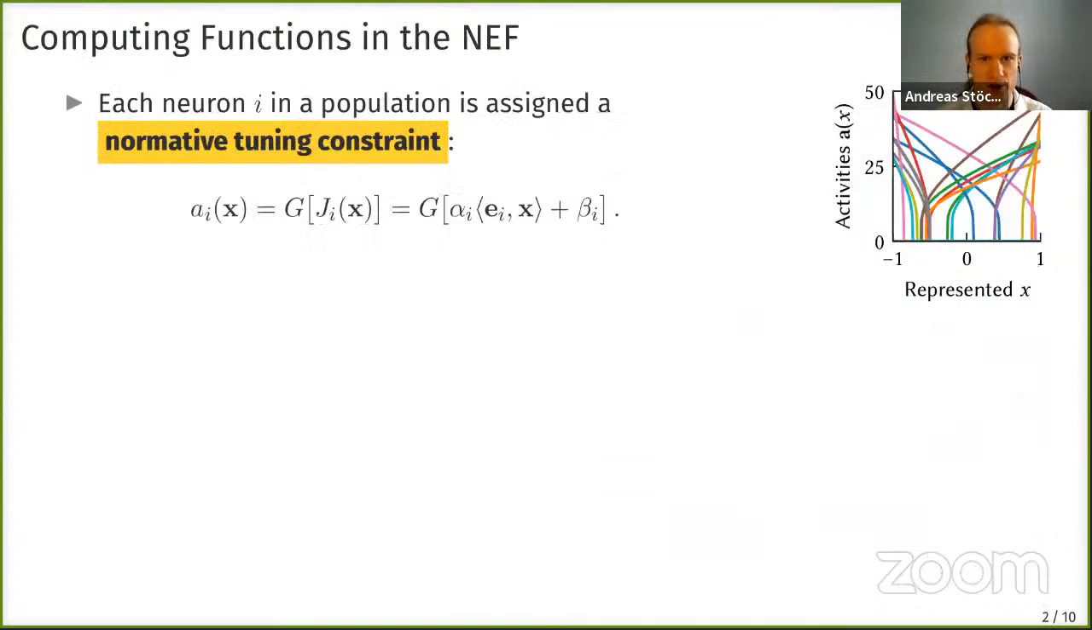How does this work? To represent variables x in a neuron population, we essentially assign a tuning curve a_i(x) to each neuron. That is, this a_i maps an output rate to each represented value x. We do this by mapping x through a current translation function J_i, which outputs a current that then gets fed into a neural nonlinearity model. This current translation function usually is essentially just the inner product between an encoding vector and the represented value plus some bias term. The important thing here is that this is a normative tuning constraint.